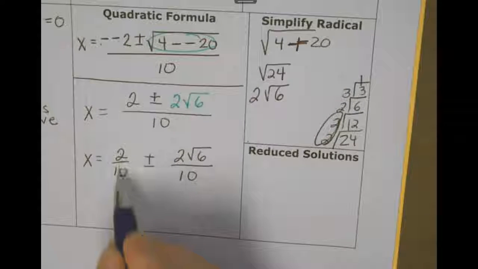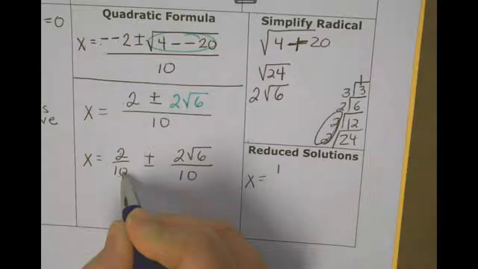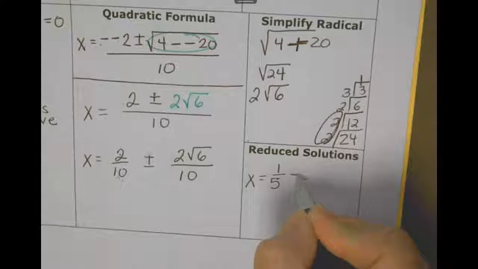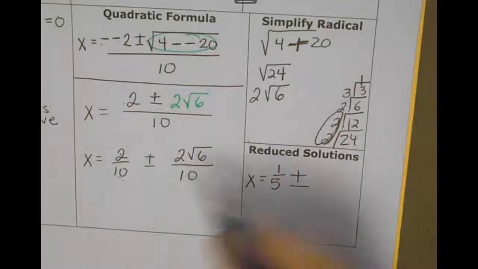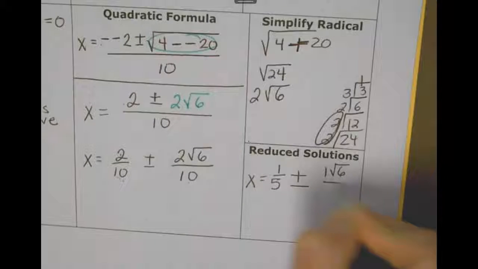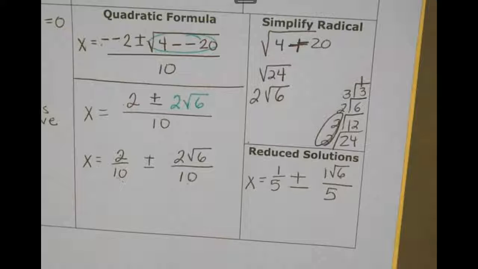The GCF between 2 and 10 is 2. 2 goes into 2 one time, 2 goes into 10 5 times. The GCF between 2 and 10 is 2. That divides by 2. That divides by 2. That's the reduced solution.